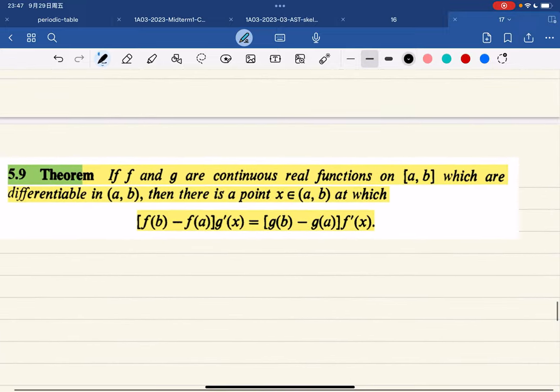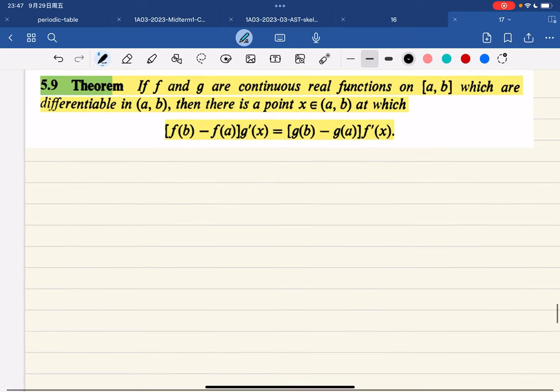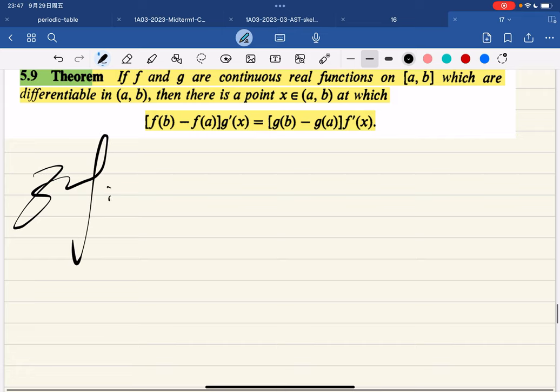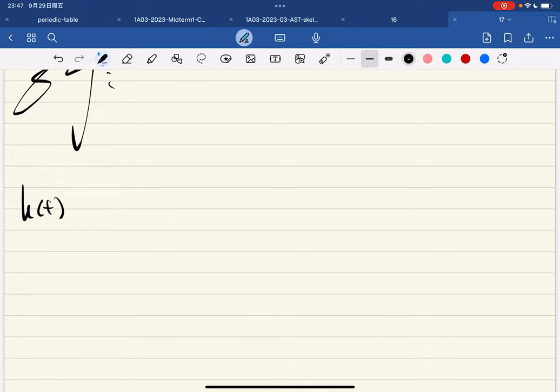Next is the general mean value theorem. Well, the mean value theorem is basically the case when g of x is equal to x. We got the standard mean value theorem in calc, but we're going to prove the generalized version. Proof: you let h of t equal to this expression.